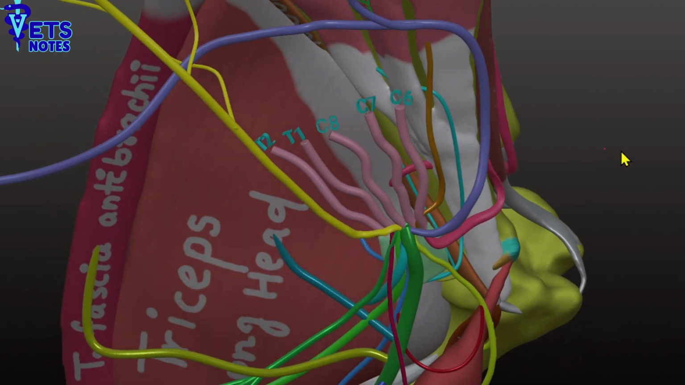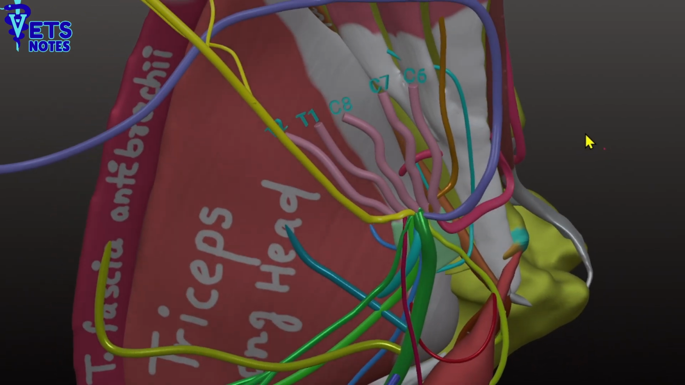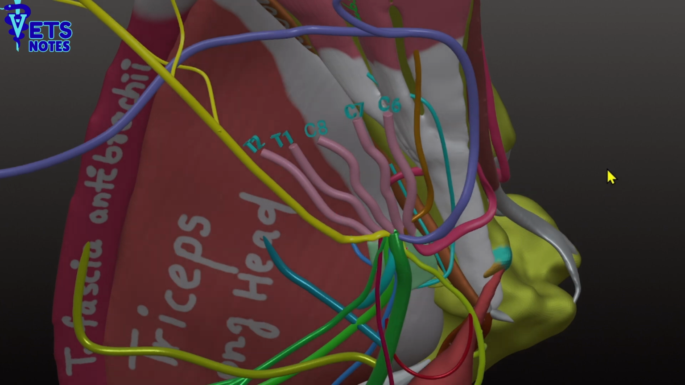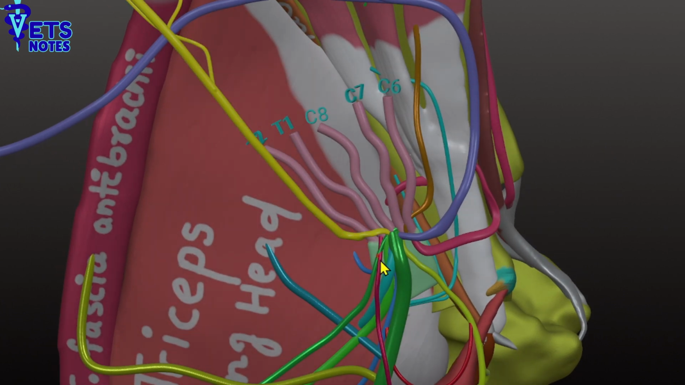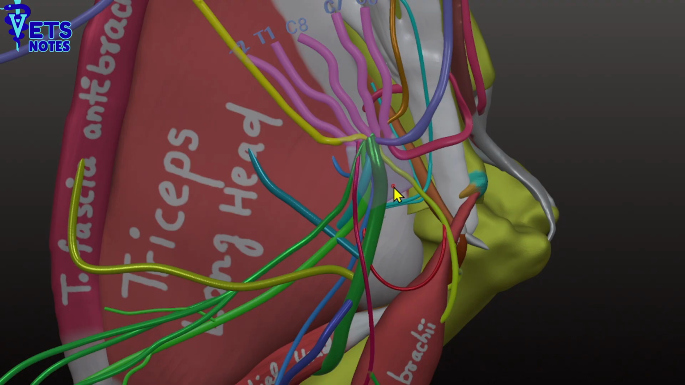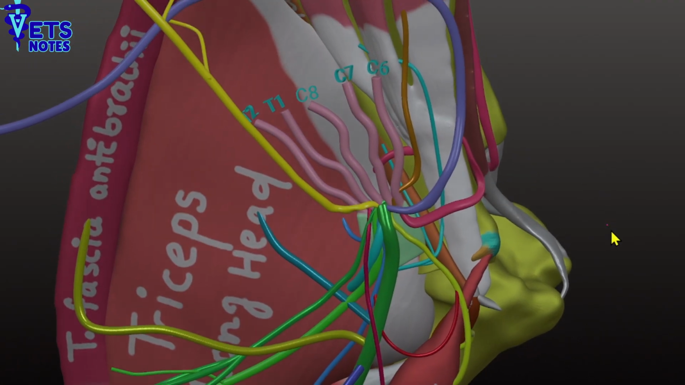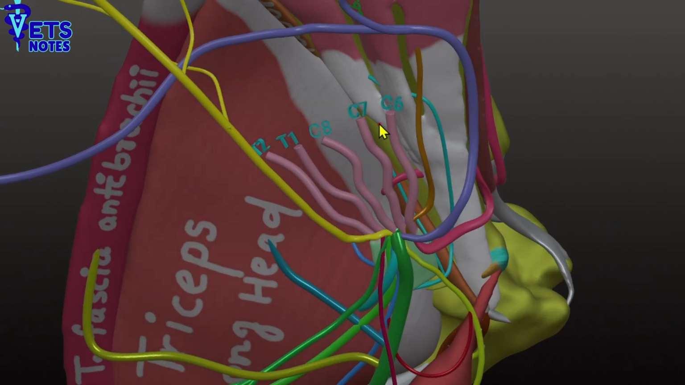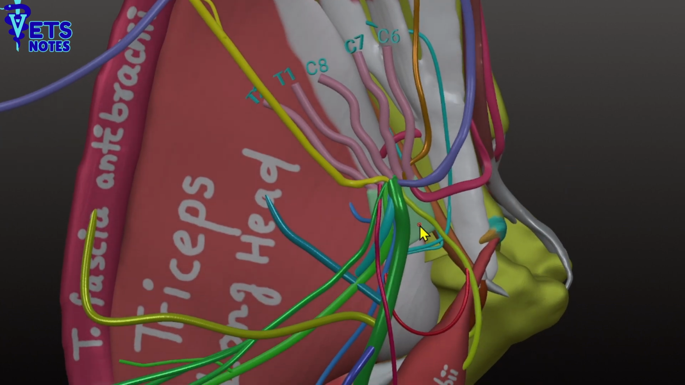It is formed by the ventral rami or ventral branches of the 6th, 7th, 8th cervical nerves and the 1st and 2nd thoracic spinal nerves. You can see. These are the various branches of the brachial plexus. Again repeating, this is the brachial plexus, a network of nerve fibers. It is formed by the ventral rami of the 6th, 7th and 8th cervical spinal nerves and the 1st and 2nd thoracic spinal nerves. Together they are forming a plexus. It is called the brachial plexus.